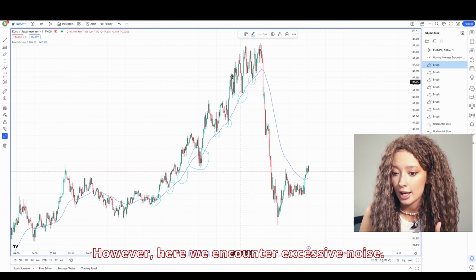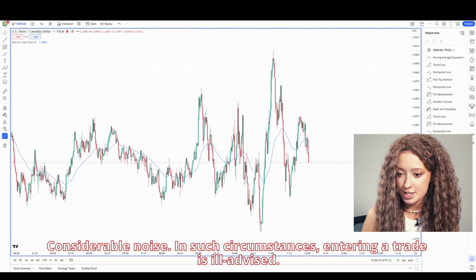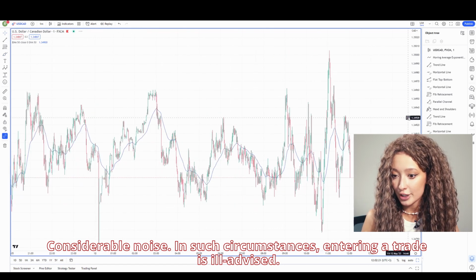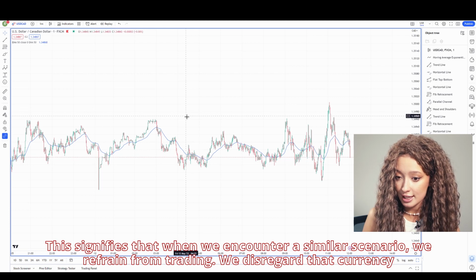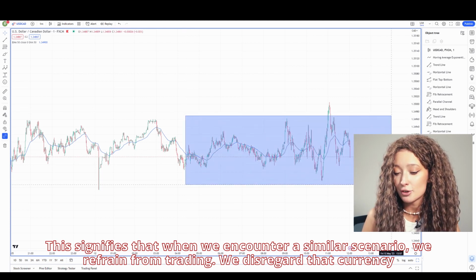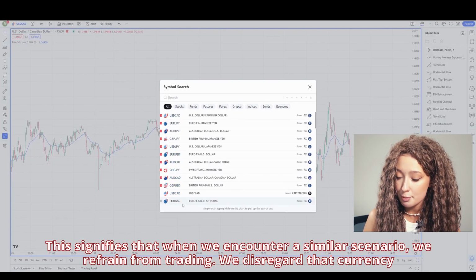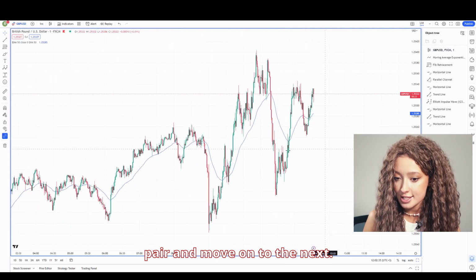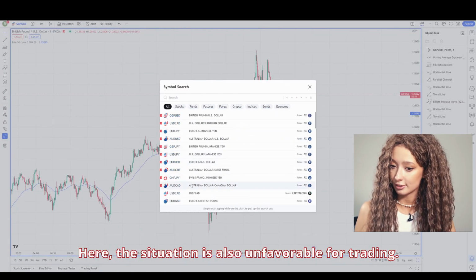However, here we encounter excessive noise. Considerable noise. In such circumstances, entering a trade is ill-advised. This suggests that when we encounter a similar scenario, we refrain from trading. We disregard that currency pair and move on to the next. Here the situation is also unfavorable for trading.